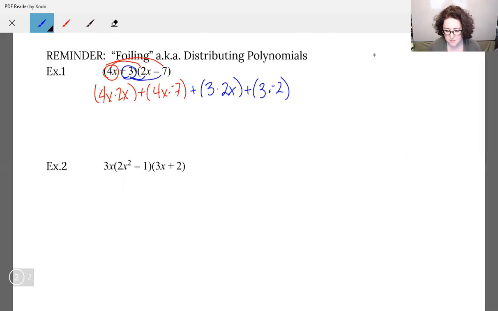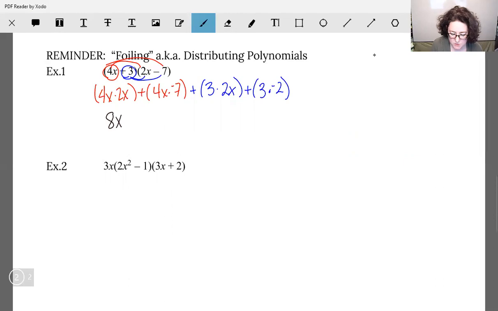So then let's just combine our like terms and see what we're looking at. 4x times 2x gives me 8x squared. 4x times negative 7 is going to give me a negative 28x. 3 times 2x is going to give me a positive 6x. And 3 times negative 2 is going to give me a negative 6.